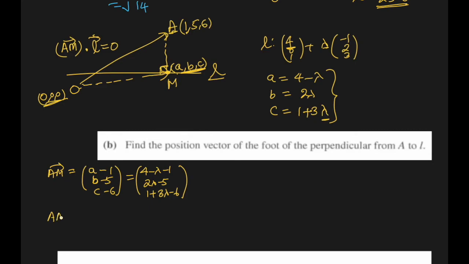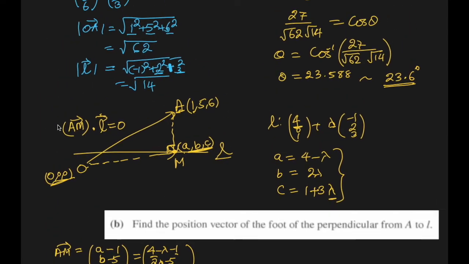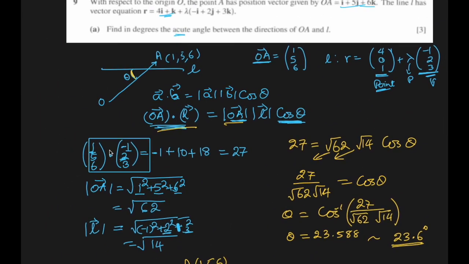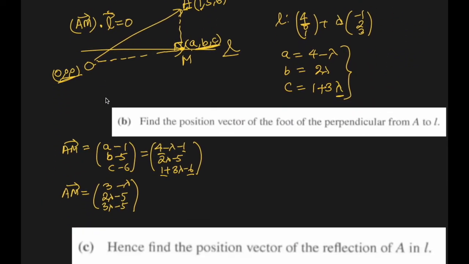So the AM vector comes out to be how much? 4 minus 1, 3 minus lambda. This becomes 2 lambda minus 5, and here 3 lambda minus 5. Okay, this is AM. Now, what about L? L we already knew in the previous part also. L was minus 1, 2, 3. That's what we'll use for L.